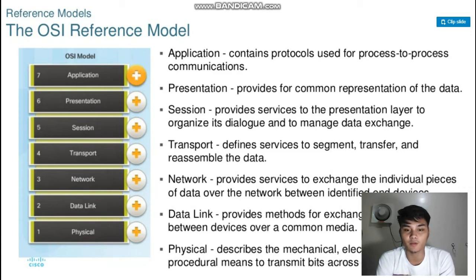Then transport defines services to segment, transfer, and reassemble the data. Network provides services to exchange the individual pieces of data over the network between identified end devices. Data link provides methods for exchanging data frames between devices over a common media, and physical describes the mechanical, electrical, functional, and procedural means to transmit bits across a physical connection.